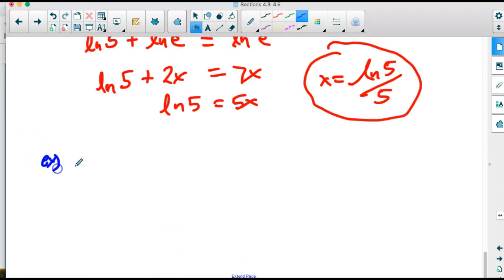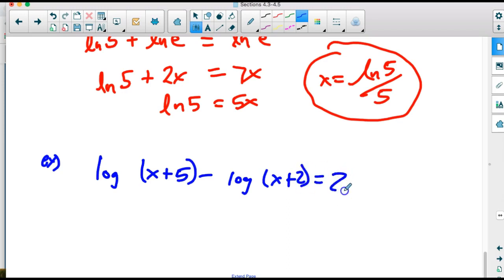Okay, so if I have this one, log of x plus 5 minus log of x plus 2 equals 2. All right, so if we did this one, we put this together, so it's one logarithm. And since it's minus, it's division. So it's going to be this division problem.